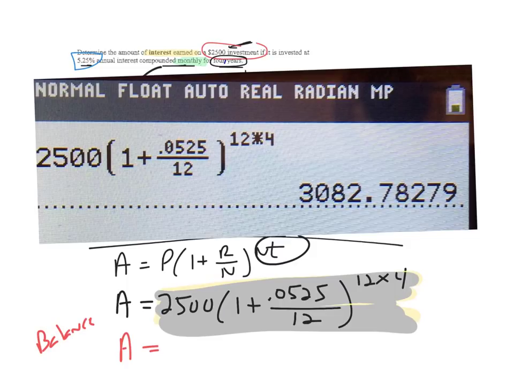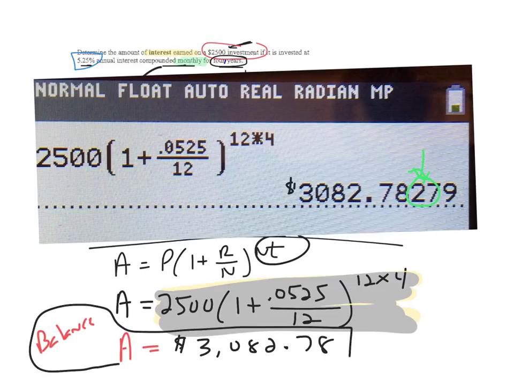Now here's my work. I want a picture of your calculator with your work. Here the balance, if we go to 3 decimal places, this 2 is less than 5, so it's going to keep that 8 as is. So here our balance is $3,082.78. So that's what letter A, the balance, is.